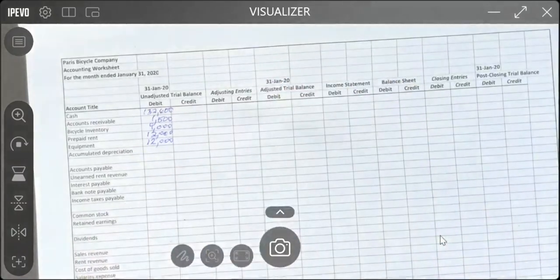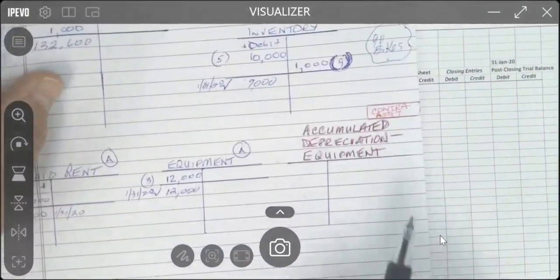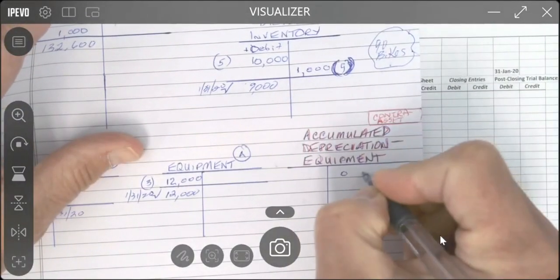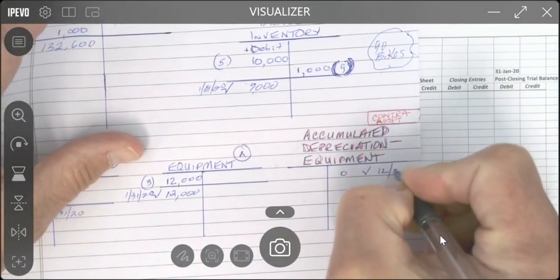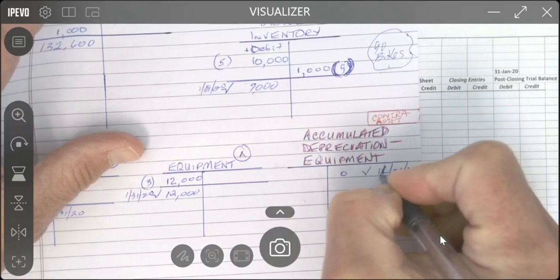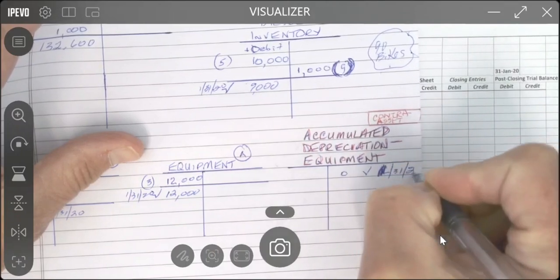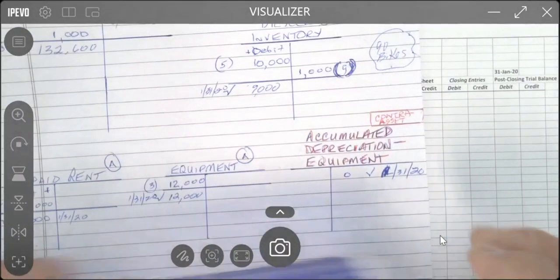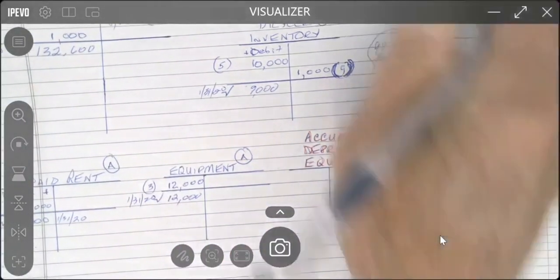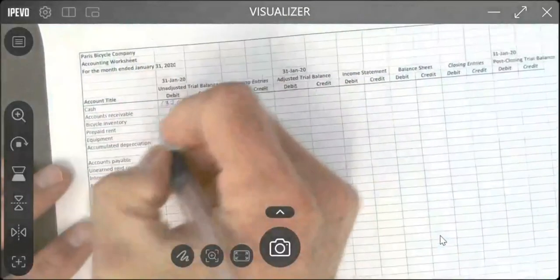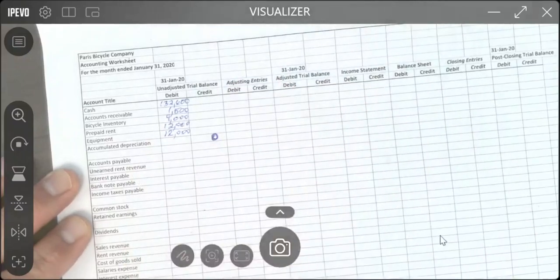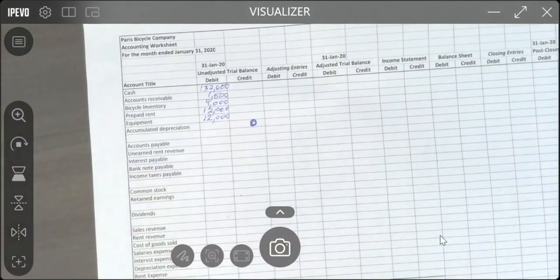Accumulated depreciation currently has a balance of $0. Let's put that in there. I'm sorry, $131.20. Okay, so we've now put that balance in there. And it has a credit balance, so let's put it over here. And that's all the assets that we currently have on the books.